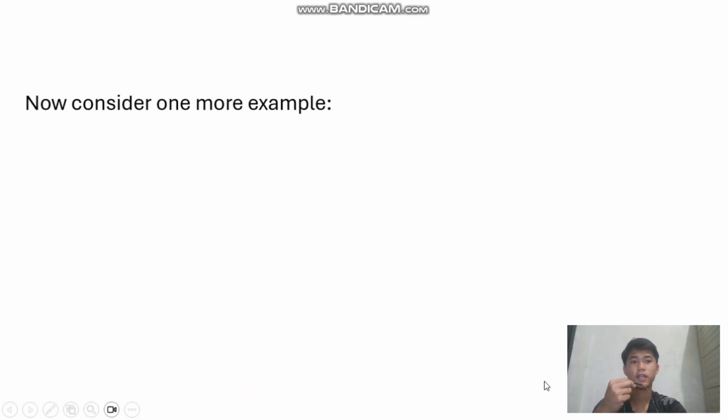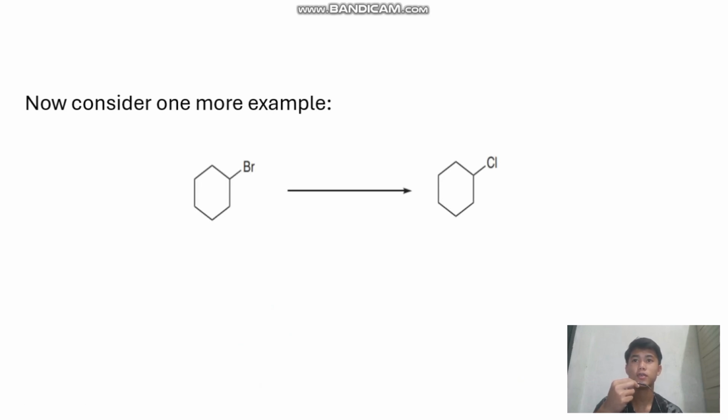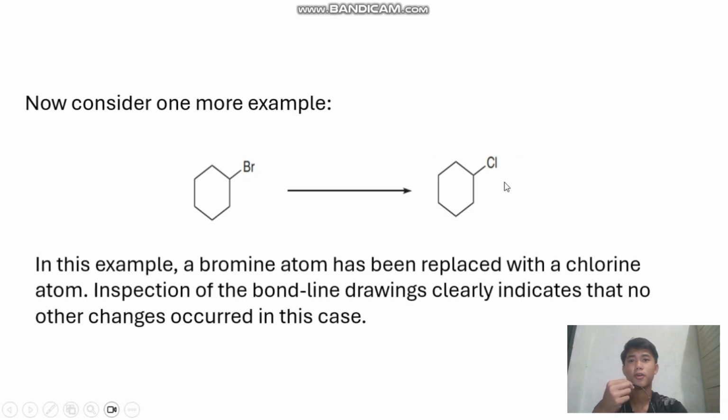Now consider one more example. So we're back at the compound with the bromine, but now it is transitioned into a compound with chlorine. In this example, a bromine atom has been replaced with a chlorine atom. Inspection of the bond line drawings clearly indicates that no other changes occurred in this case.